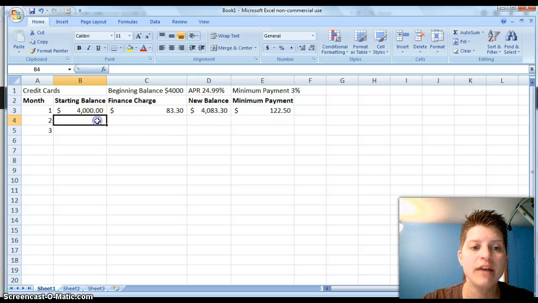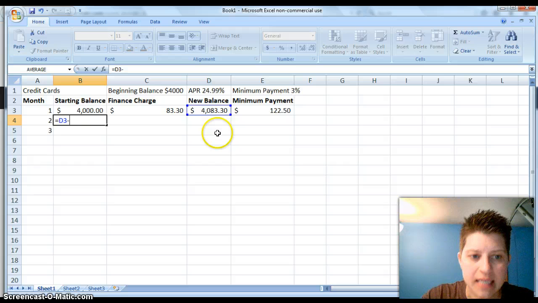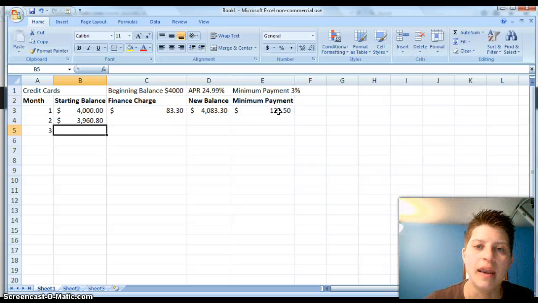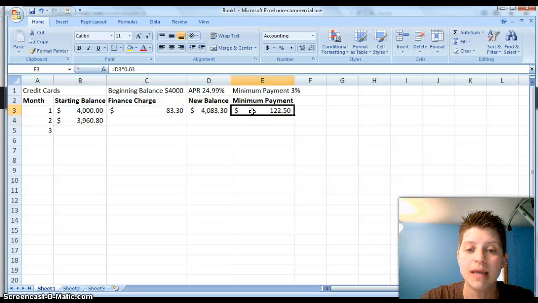Okay, how do I find my starting balance for the next month? Well, if I had a balance of $4,083.30 and I take away the amount that I paid, that's going to give me what's left. Now that I have officially done this, you'll notice for starting balance, finance charge, new balance, and minimum payment, I have a cell reference in all of those.